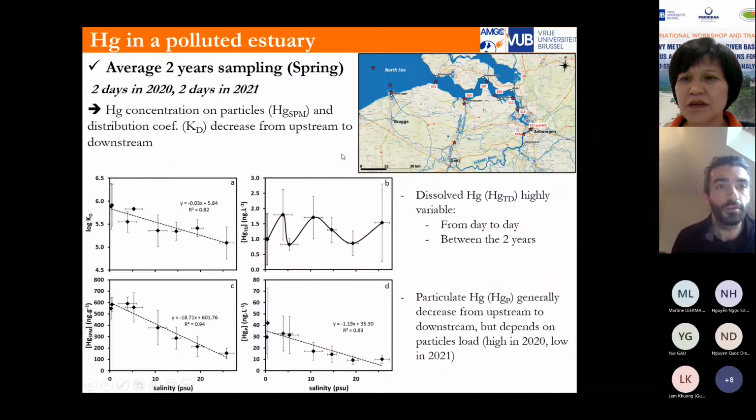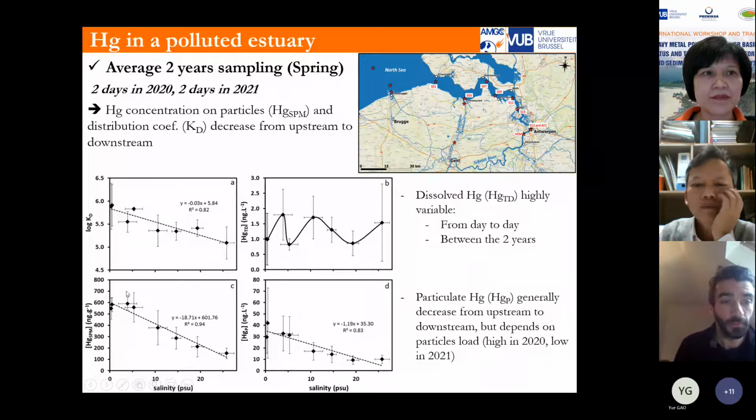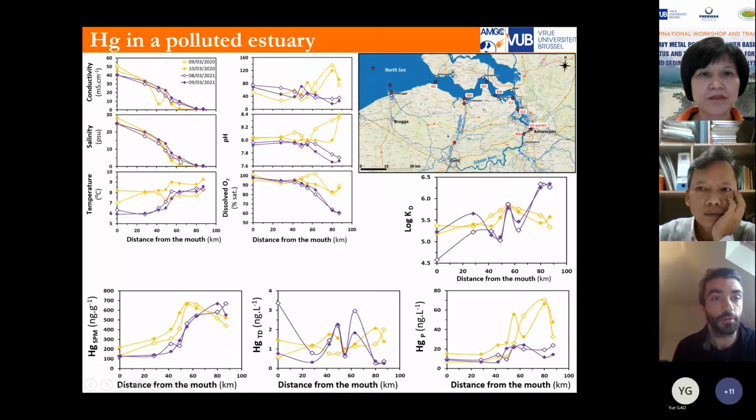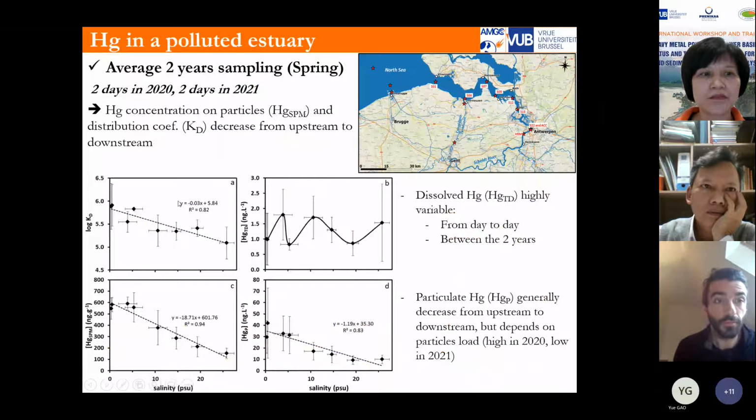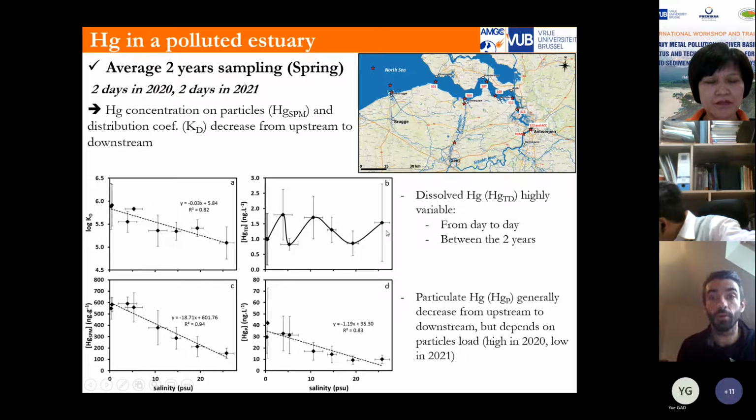And here I have put the average for the 2 years and the 2 days each year. So here is an average of 4 measurements. And for KD and mercury concentration on particles, it's quite clear. Oh, so I changed the scale here. It's not the distance from the mouth, but it's salinity, but it's quite the same because the salinity increased gradually from upstream to downstream. So for both KD and mercury on particles, it is clear that you have a decrease from upstream to downstream where the salinity is higher. But as I showed just before, for the total dissolved mercury, you see no correlation, with huge variability between the days or the years.